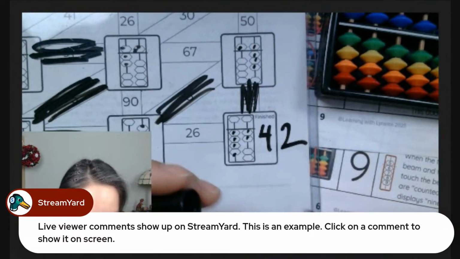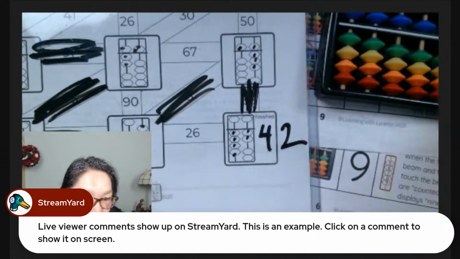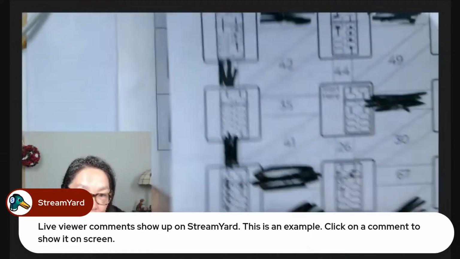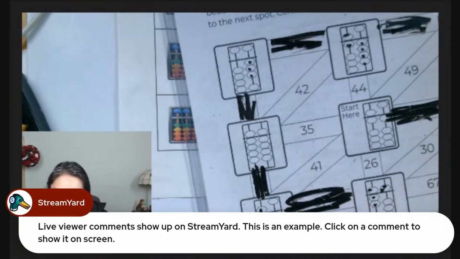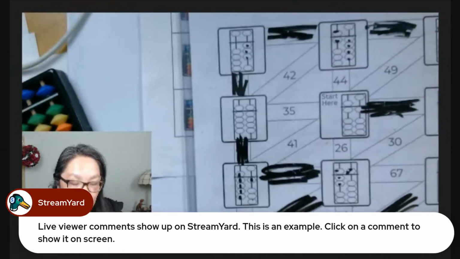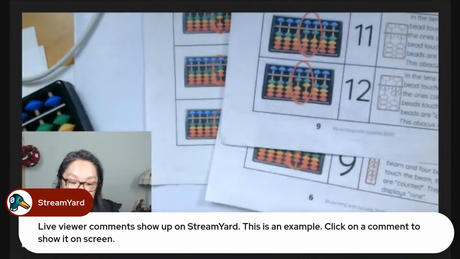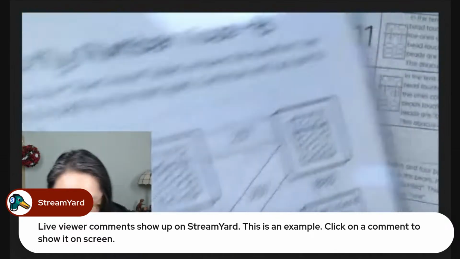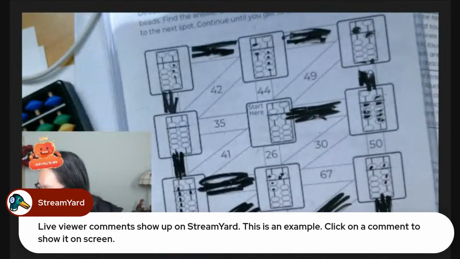You got it. Awesome. So now we know how to read the abacus. This is a little bit of an activity to understand how to read the abacus. And then, obviously, if there is 2-digit, there will be 3-digit. We don't need to do 3-digit, but that's just to show you.